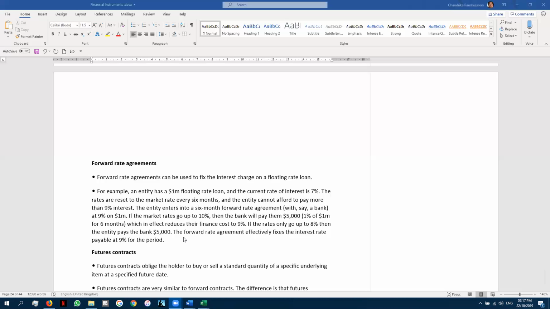If market rates go up to 10%, the bank will pay them 5,000. This is something called the compensation effect, 1% of 1 million for 6 months, which in effect reduces their finance cost to 9%. If rates only go to 8%, then the entity pays the bank 5,000. The forward rate agreement effectively fixes the rate at 9%. A forward rate agreement is an example of what we call a perfect hedge, in that the borrower or the depositor knows exactly what the outcome is going to be, and therefore the forward rate agreement being applied to an actual loan or deposit has effectively removed all of the risk inherent in a floating rate transaction.